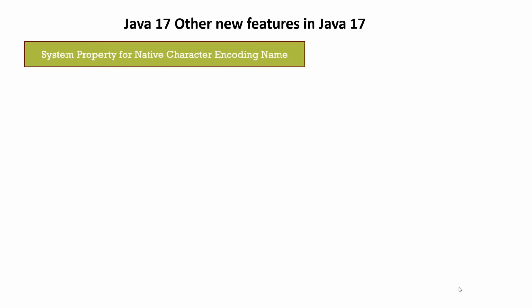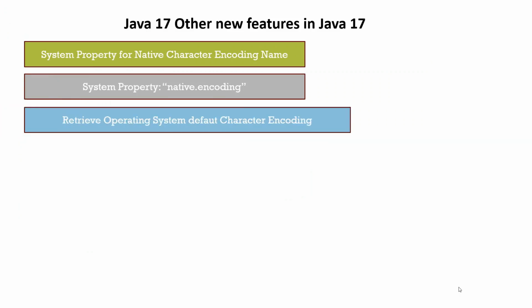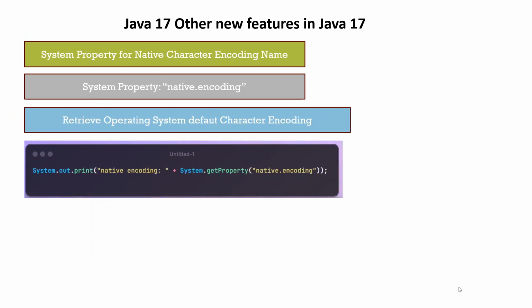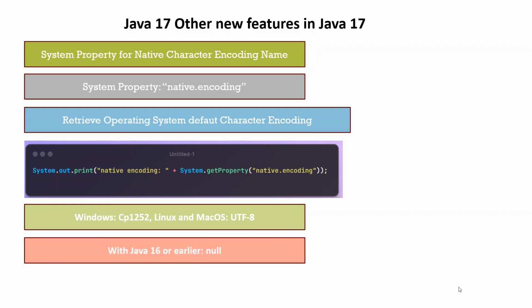Next is system property for native character encoding. From Java 17 onwards, you can use the system property native.encoding. It is used to retrieve the operating system's default character encoding. We can use System.getProperty, in which we pass the value native.encoding, and it will print CP1252 on Windows, and on Linux and Mac OS it will print UTF-8. If you call this code with Java 16 or earlier, it will print null.